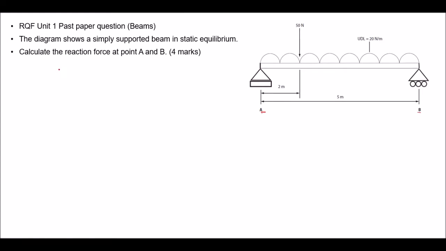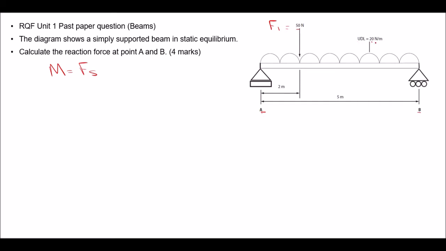Okay, so moments are equal to force times distance. So we've got a force here and we've got a force here. Now, how big are those forces? It's quite straightforward. The force that we've got for the point load, we'll call that F1, is equal to 50 newtons. But slightly trickier is the UDL force.